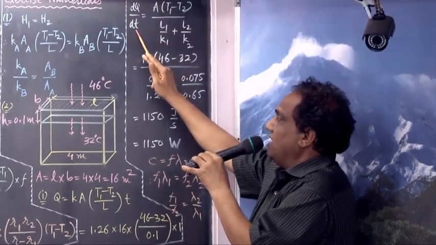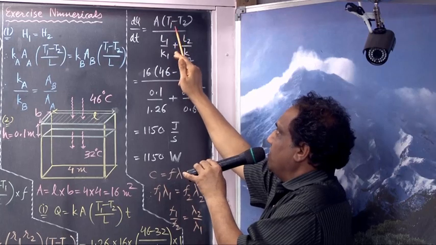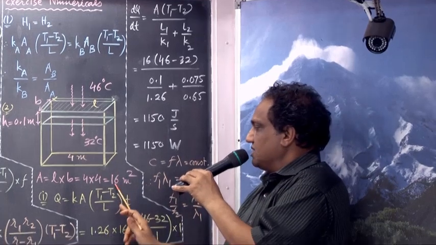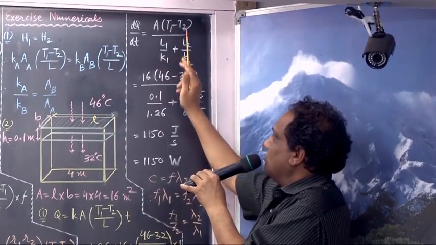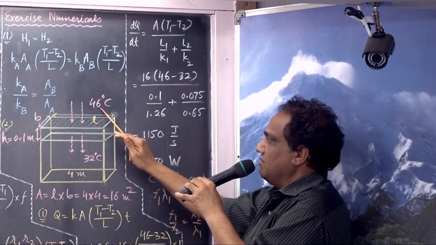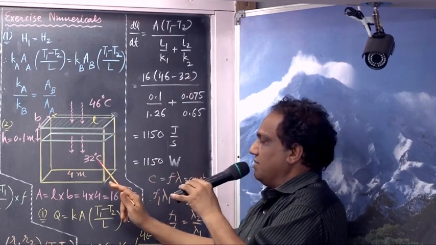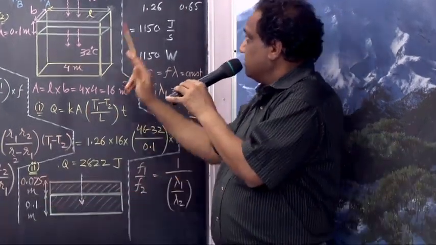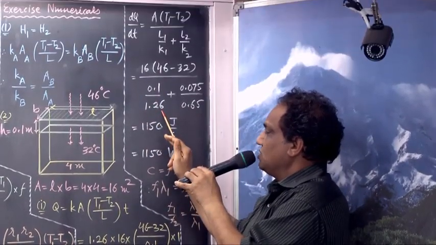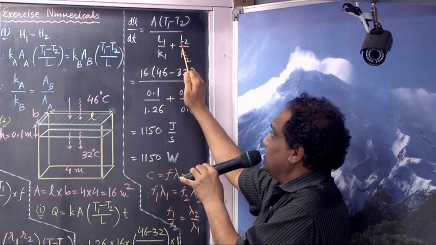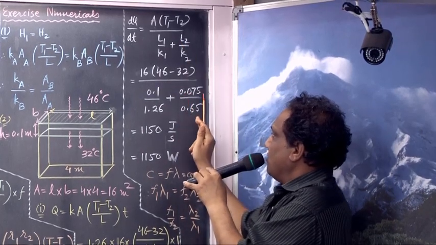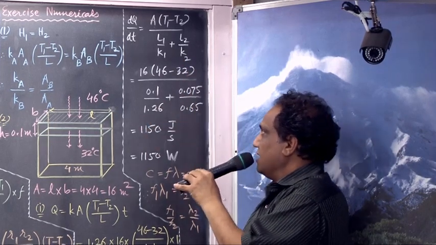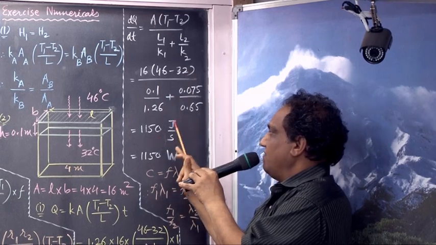For the composite slab, the amount of heat flow by the formula we derived in theory is A into (T1 minus T2) upon (L1 upon K1 plus L2 upon K2). The cross section area is 16 meter square. T1 minus T2: outside temperature 46 degrees centigrade, inside temperature 32 degrees centigrade. First thickness for this ceiling is 0.1 meter divided by its thermal conductivity 1.26 watt per meter degree centigrade. The brick layer thickness is 0.075 meter and its thermal conductivity is given as 0.65 watt per meter degree centigrade. Simplify, answer is 1150 joule per second.